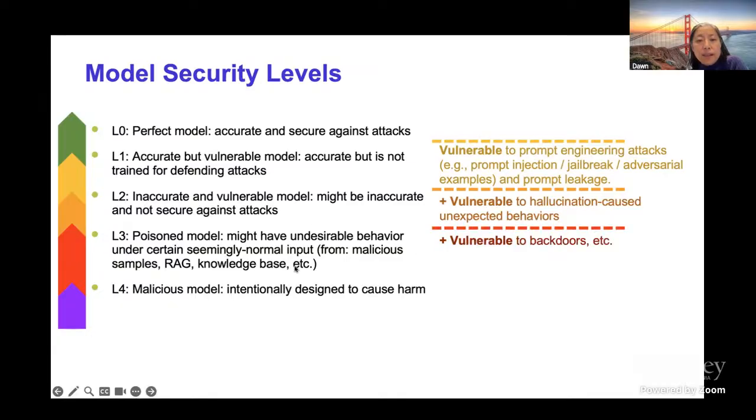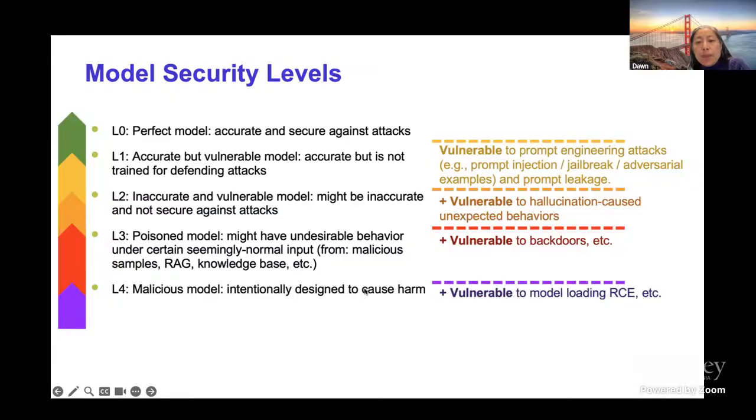And then the next level, not only is the model inaccurate and vulnerable, but it actually can be poisoned, which means it can contain undesired behaviors under certain, even seemingly normal looking, inputs. So essentially, in this case, in addition to the above issues, the model could also be vulnerable to backdoors embedded in the poisoned model.